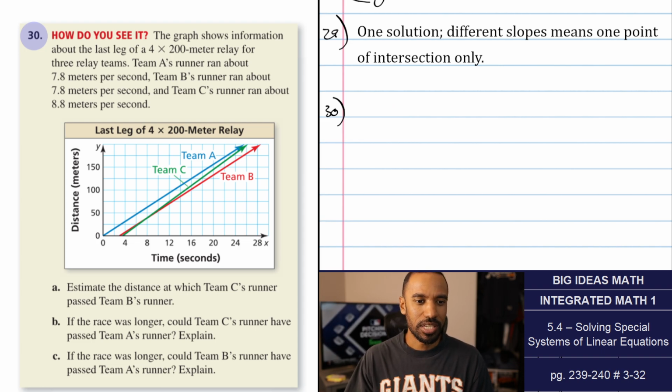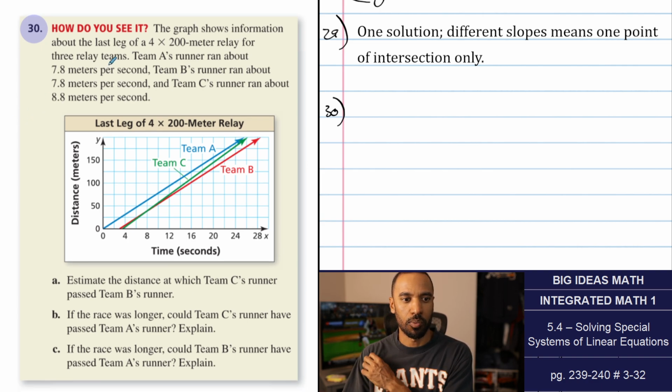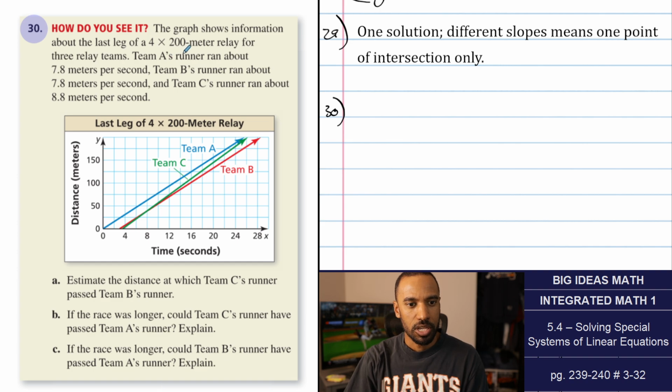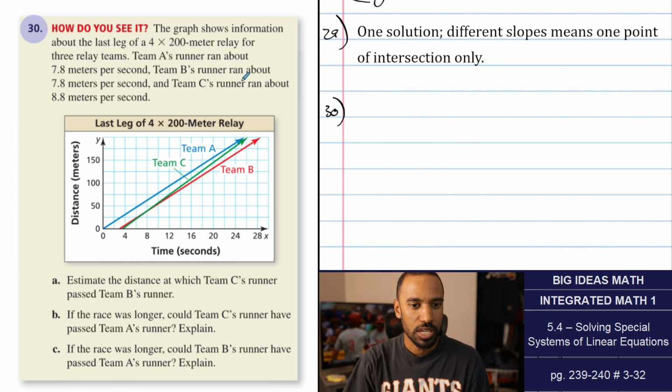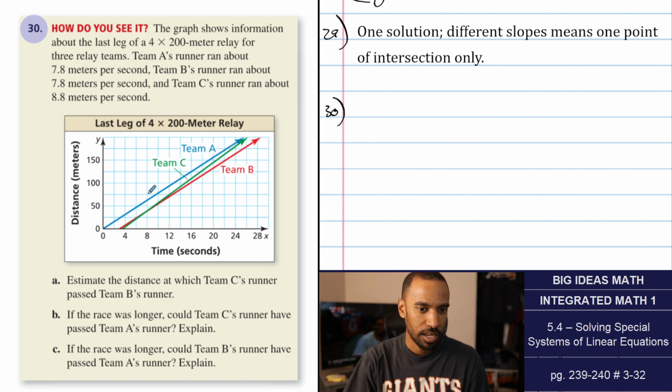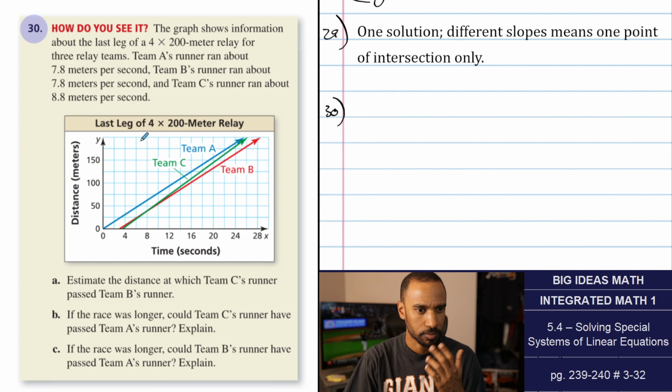Number 30, how do you see it? Maybe not. The graph shows information about the last leg of a 4x200 meter relay for 3 relay teams. Team A's runner ran about 7.8 meters per second. Team B's runner ran about 7.8 meters per second. Parallel. And Team C's runner ran about 8.8 meters per second. So A is in blue, B is in red. They're running at the same rate, but A is ahead of them, I guess.